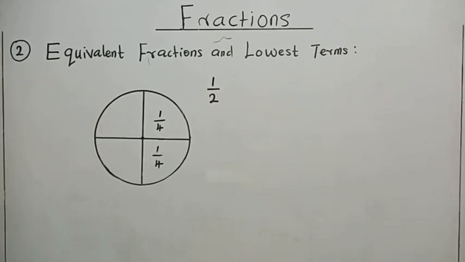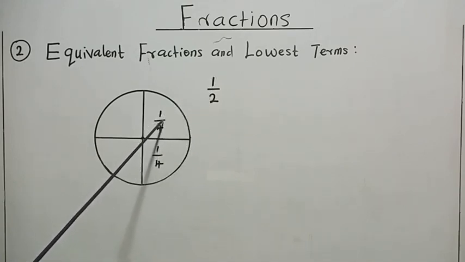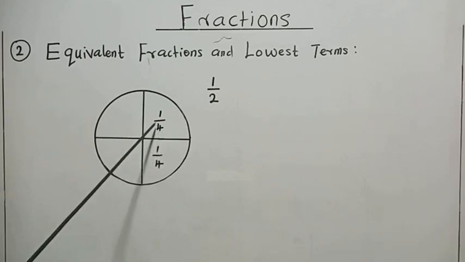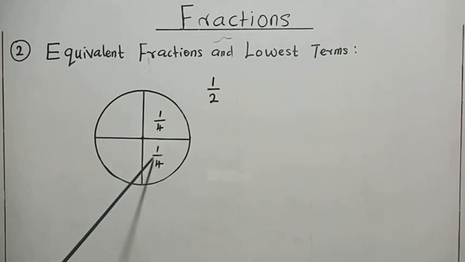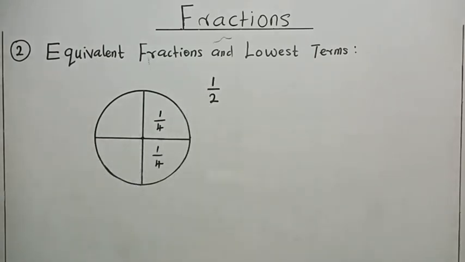Now, are you aware that if you join this 1 over 4 to this 1 over 4, the result is still 1 over 2? What it means is that nothing changes if we join these two together. It means that 1 over 4 plus 1 over 4 will be equal to 1 over 2. I just believe that you are following the argument here.